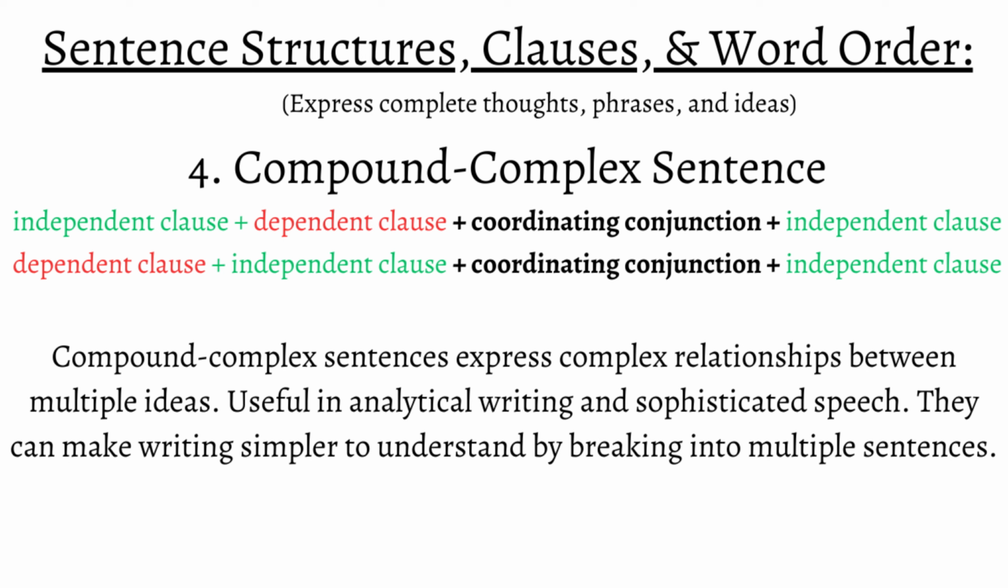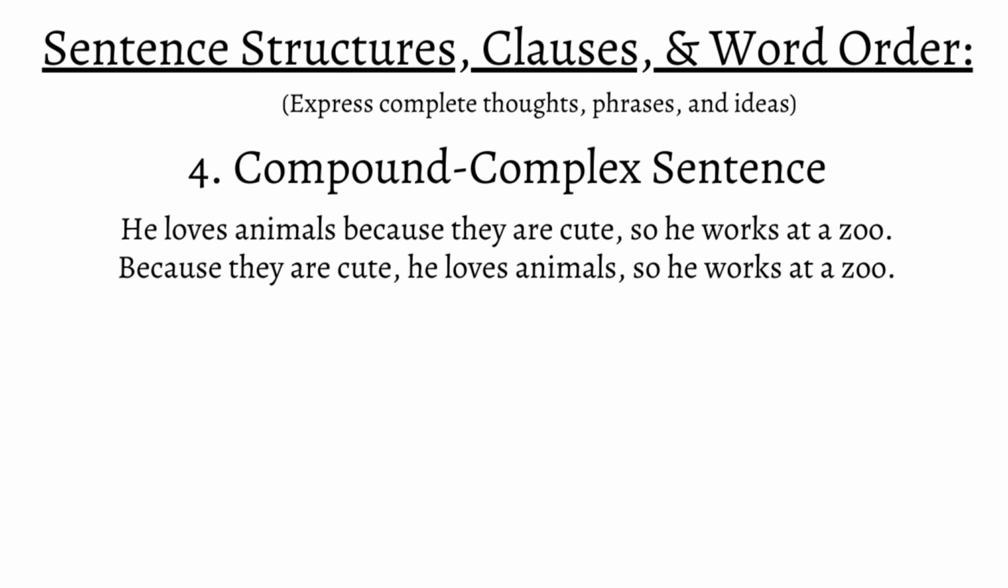The compound complex sentence structure has an independent clause plus a dependent clause or subordinating conjunction plus a coordinating conjunction plus an independent clause. Depending on which idea is more important, sometimes the order can be a dependent clause plus an independent clause plus a coordinating conjunction plus an independent clause. He loves animals because they are cute, so he works at a zoo. Because they are cute, he loves animals, so he works at a zoo.